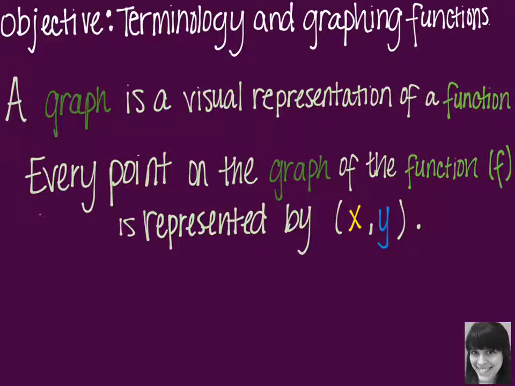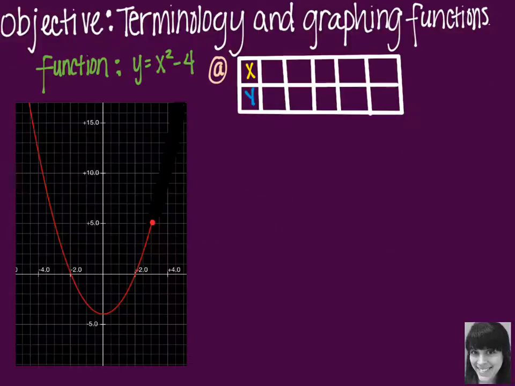Now, a graph is a visual representation of any function. Every point on the graph of the function f is represented by (x, y), x being our input, y being our output. Okay? So, let's do an example. There are going to be multiple parts of this example, so you don't have to redo the graph every time we do these parts.